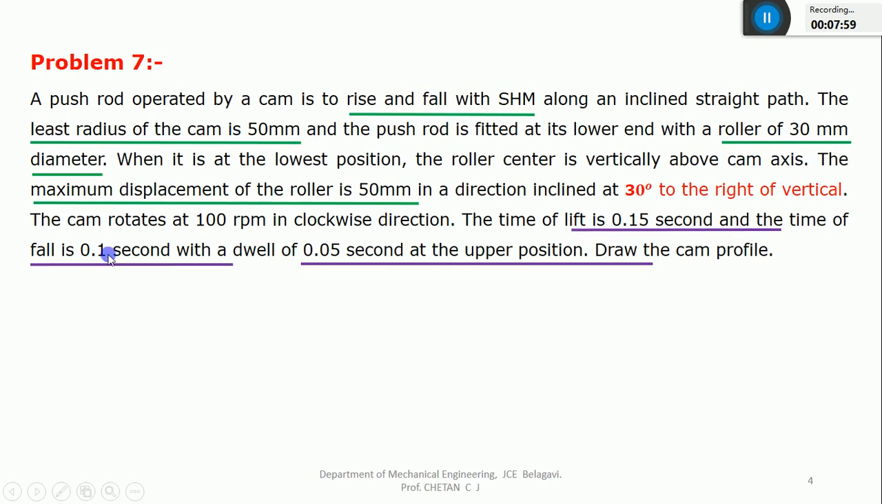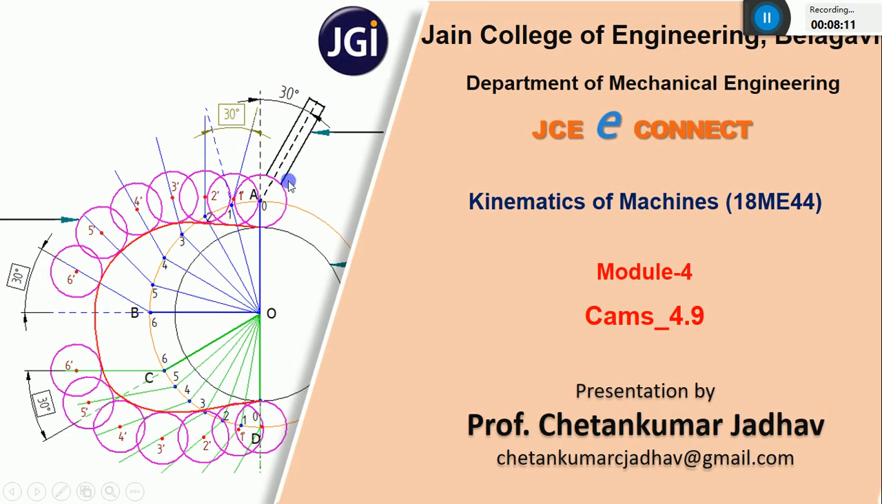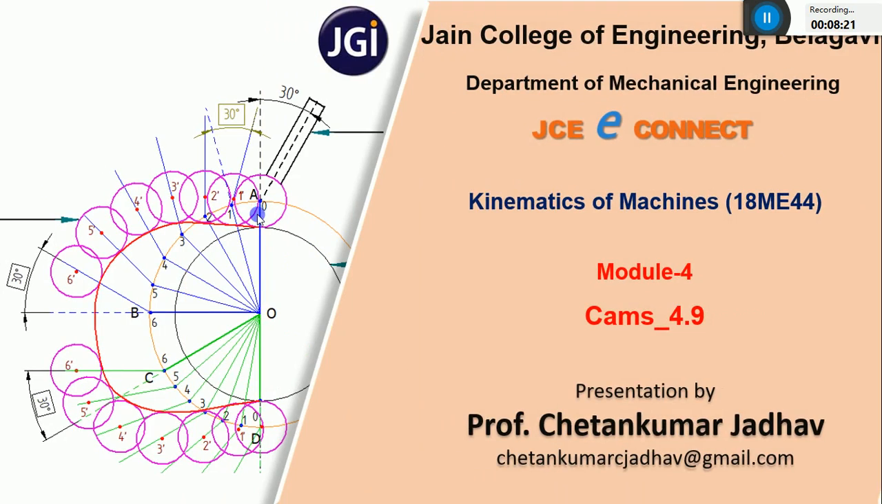Okay. So 0.15 means it is moving slowly compared to the fall. The fall is very fast. Within 0.1 second, it is coming down. Okay. So the follower is coming down in a downward direction in a time of 0.1 second. And with a dwell of 0.05 second at the upward position. Okay. And the follower moves in upward direction.